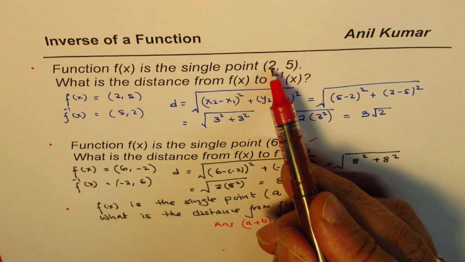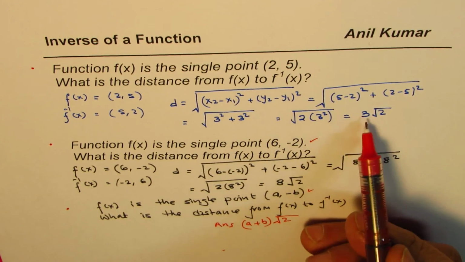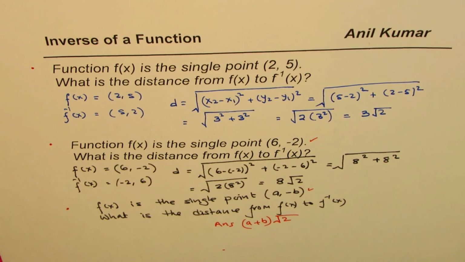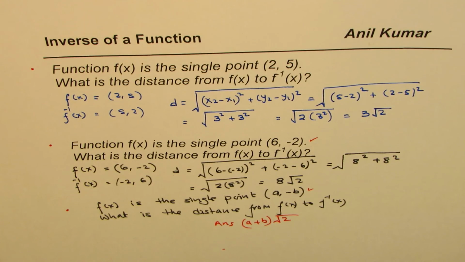So here it was 2 minus 5, which was 3. Do you see? Absolute value, right? So that is a general solution for such a situation. The distance between a point and its inverse will always be the difference of the two, absolute value, square root 2. I hope that makes sense.